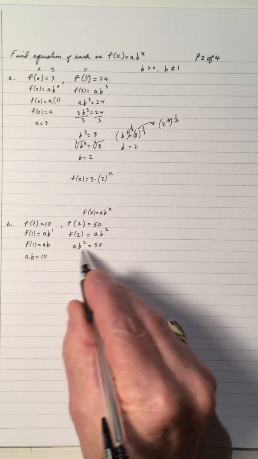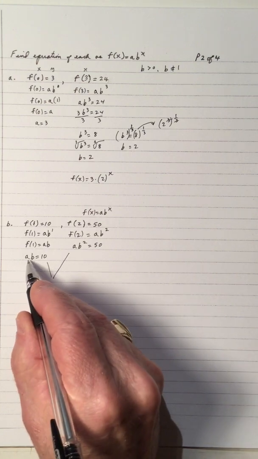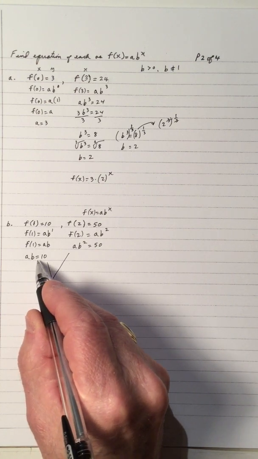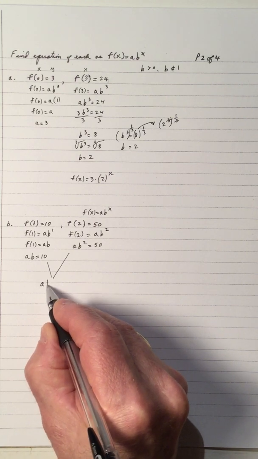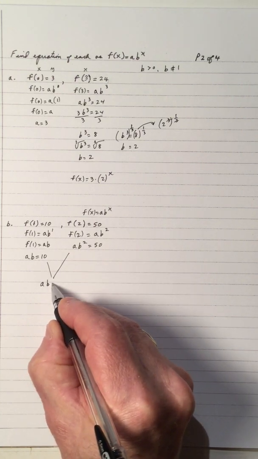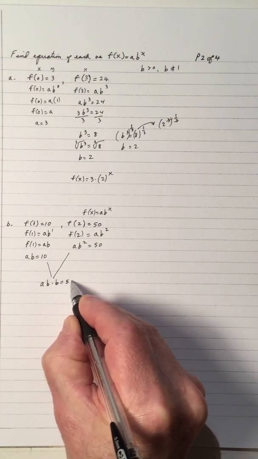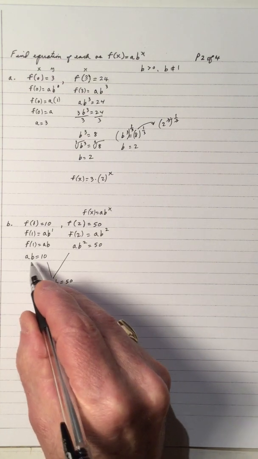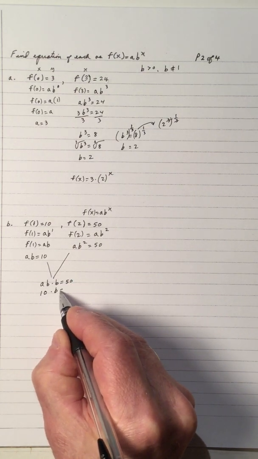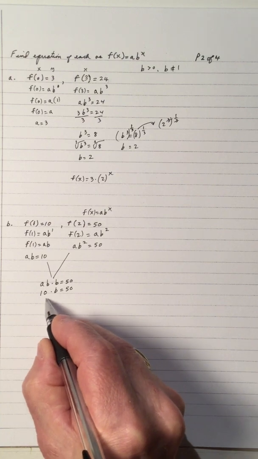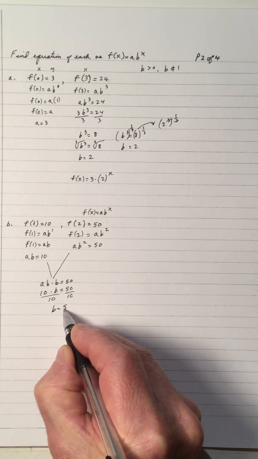Now, we can do this one way to do this. Notice we got ab equals 10. Notice right here that this is ab squared. So if I did ab times b equals 50, which I can, ab is 10, so if I put 10 right there, then it works out without doing a lot of math.